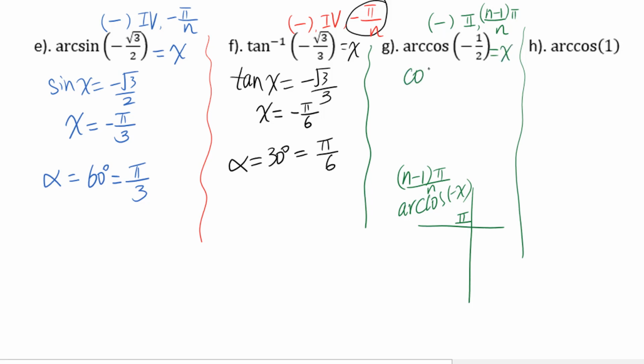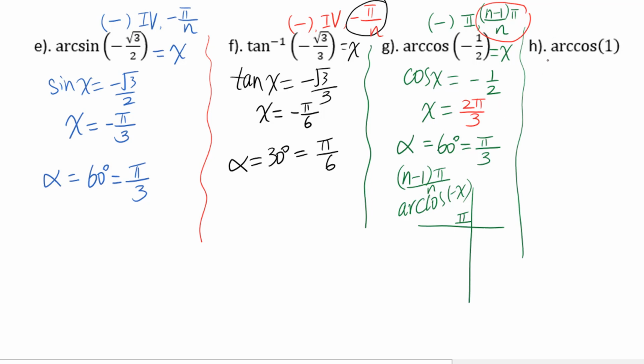We have cosine x equals -1/2. Reference angle alpha equals 60 degrees because cosine 60 equals 1/2. That equals pi over 3. Therefore, for x equals, we got to use this pattern. N equals 3, so you could say 2 pi over 3.